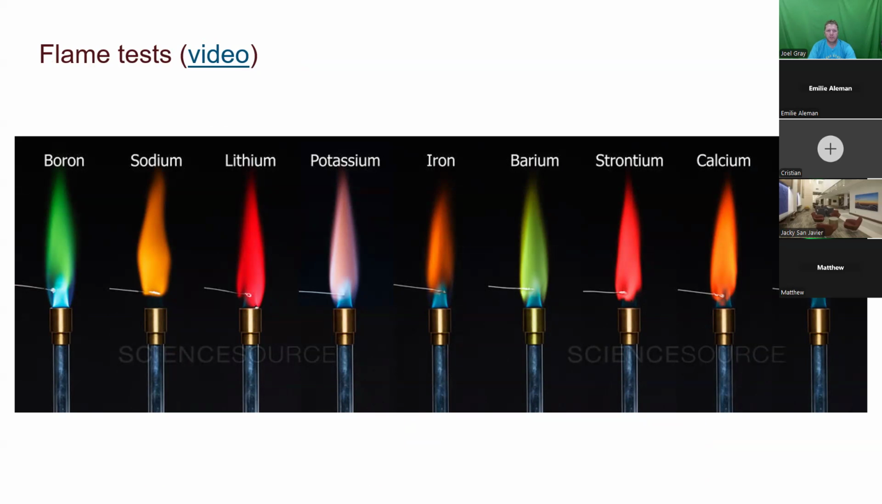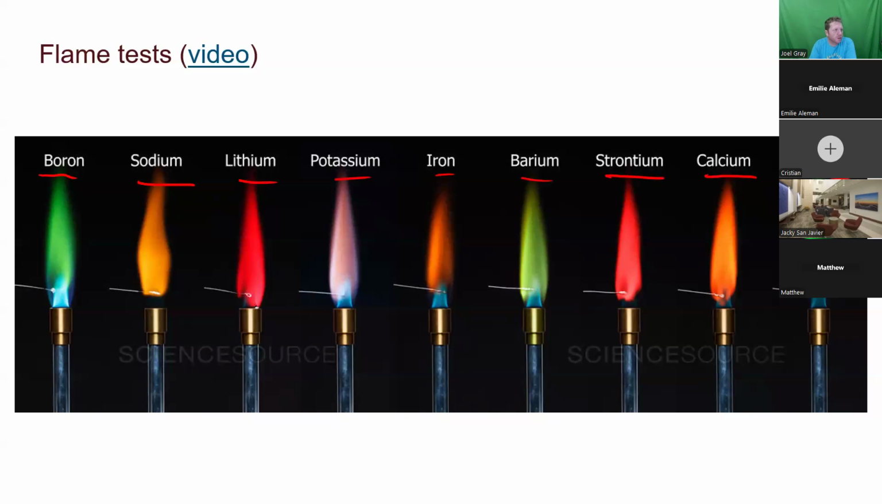Another way to visualize this, and what this is all getting at, is that every atom of every element has different electrons in different places. Now, on Monday, we talked about how many electrons a given element has. Here we've got what's called a flame test. What this is basically doing is taking a small amount of different substances: boron, sodium, lithium, potassium, iron, barium, strontium, calcium, and copper. These are all metals, and exposing them to a flame. What color is produced whenever you burn them?